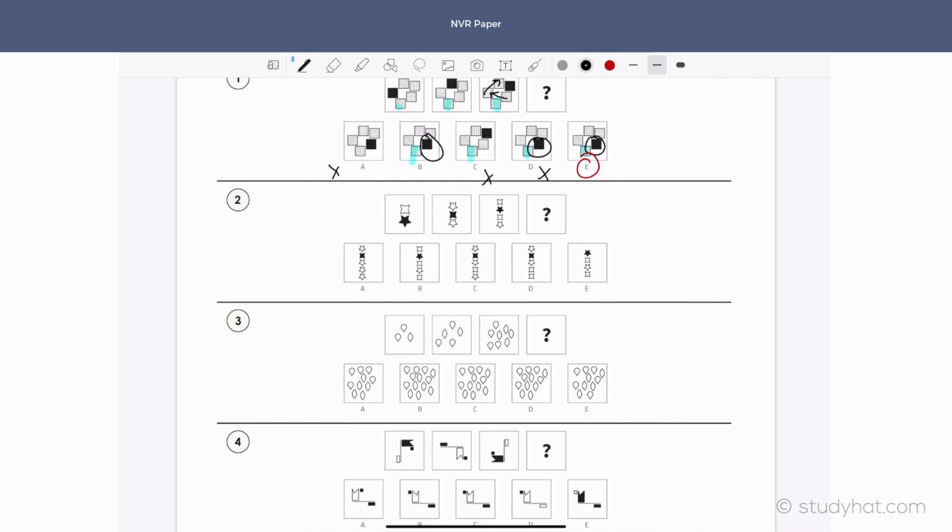Question 2. What is happening in this series? So we've got black stars and white stars, and we've got 4-sided stars and 5-sided stars. So it looks like we've got 5, 4, here we've got 5, 4, 5, here we've got 5, 4, 5, 4.